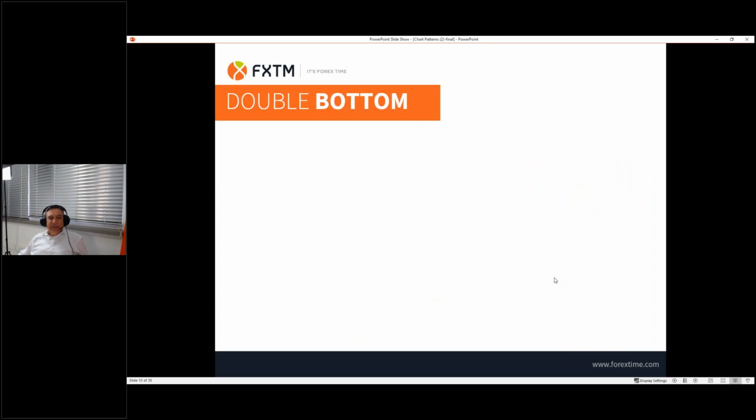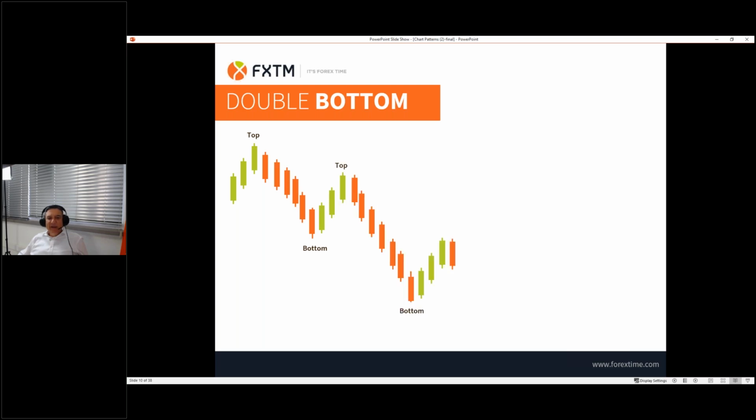Double bottom is similar to double top, but we find it at the bottom, at the end of a downtrend. So based on Charles Dow's theory, we have lower tops and lower bottoms. And of course, this is a beautiful downtrend. And this downtrend will continue to go lower and lower until we identify a reversal.